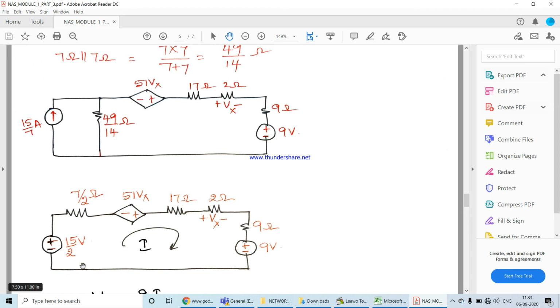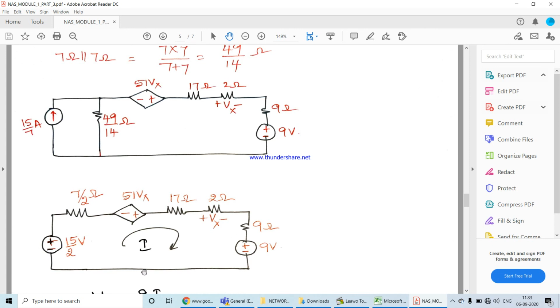15 by 2 is what I get as the voltage source. The arrow is pointing upwards, therefore I will write minus plus, and that in turn is in series with 7 by 2 ohms. 49 by 14 is nothing but 7 by 2, because 7 7s are 49 and 7 2s are 14, so 7 by 2 can be written here, and 51 Vx, and then 17 ohms, in series with 2 ohms, in series with 9 ohms, and then 9 volts.